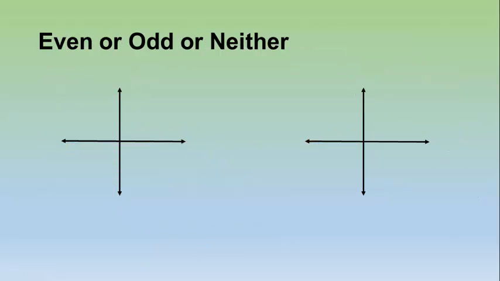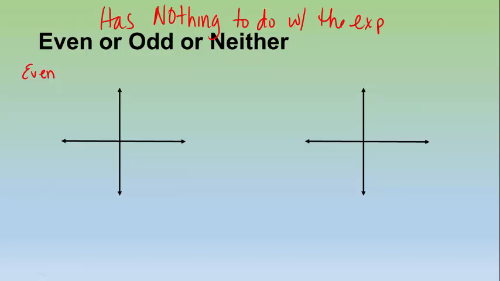All right, and the last piece of this lesson, in trying to gather some information about my graph, is about whether or not we have an even or an odd function. And what's interesting about this is that it doesn't have to be even or odd. It can be neither. So it's important to know that there's a third option if it doesn't fit even or odd. So I'm going to start on this side with even. And what you have to notice is that this has nothing to do with the exponent.